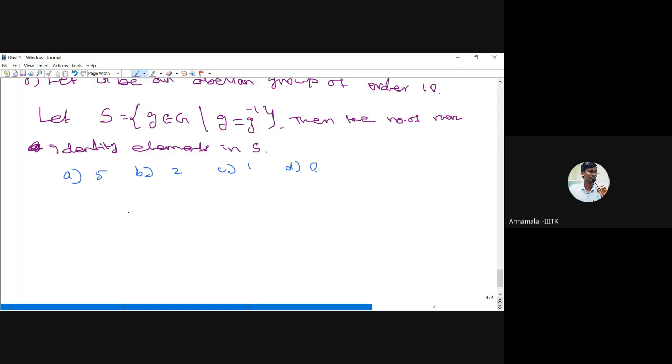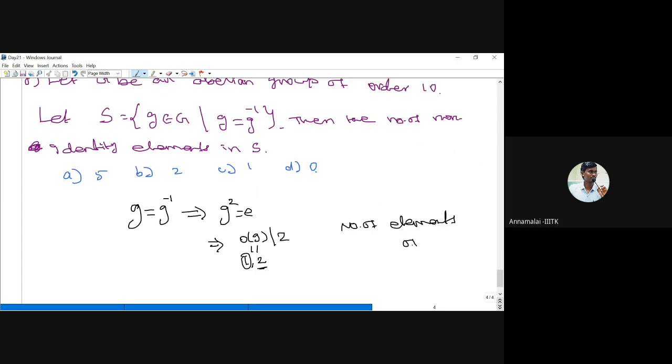Given that we have to find G satisfying G equal to G inverse, multiplying both sides by G, we get G square equal to identity. G square equal to identity means the order of G should divide 2. Therefore, the possible order is either 1 or 2. We get 1 only when G is the identity, but we don't want the non-identity element. Therefore, we take the order of G equal to 2. So our aim is to find the number of elements of order 2.